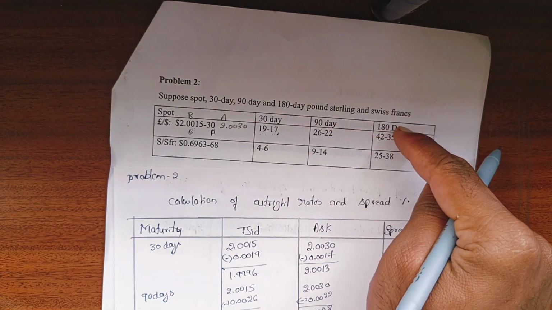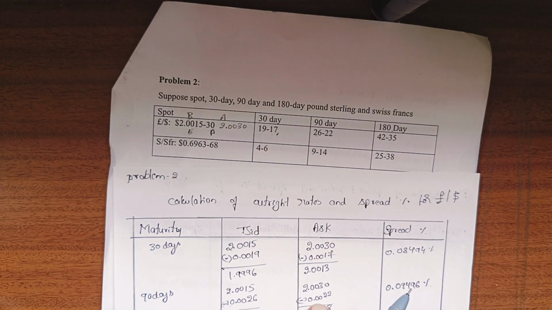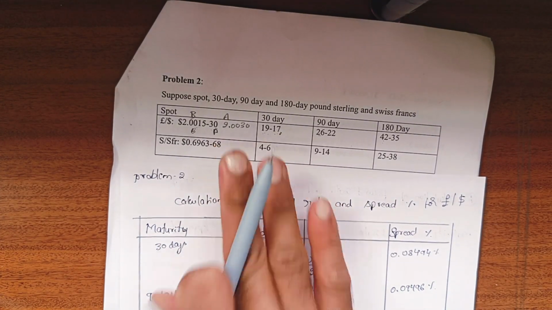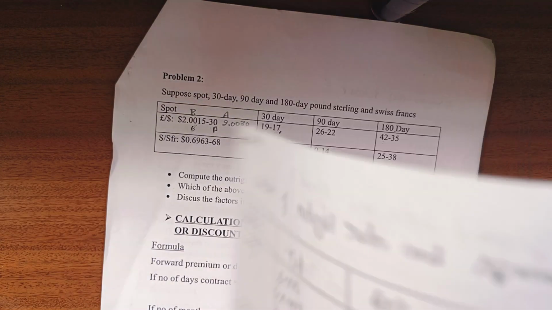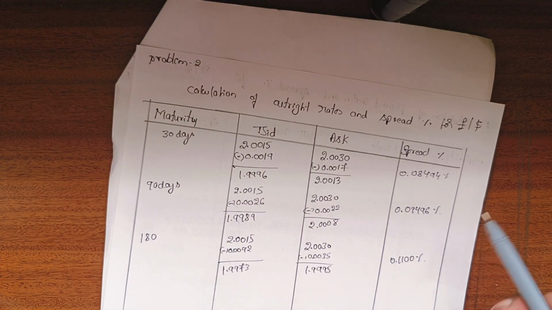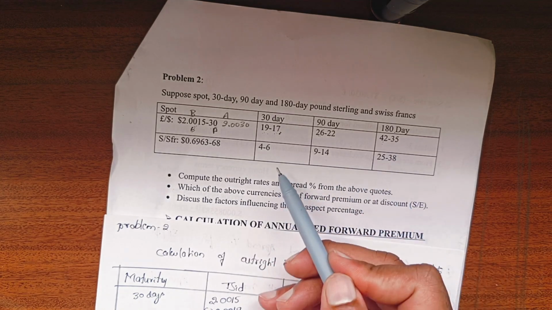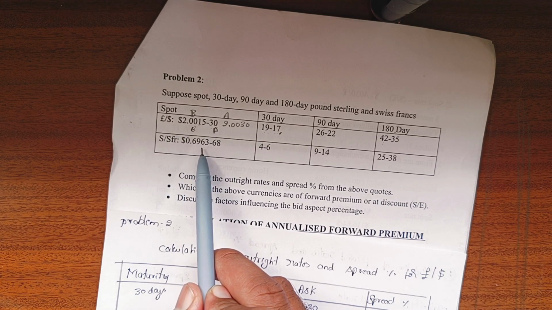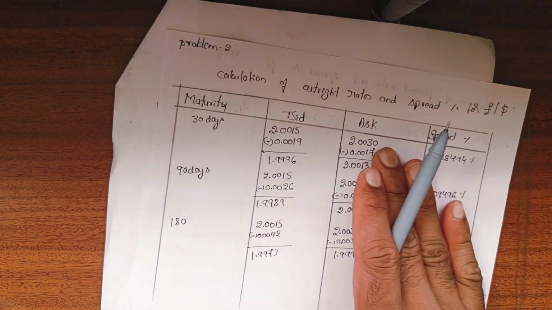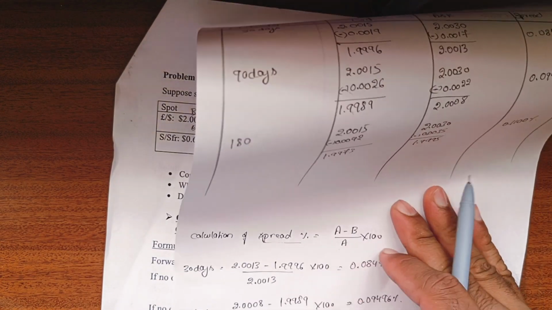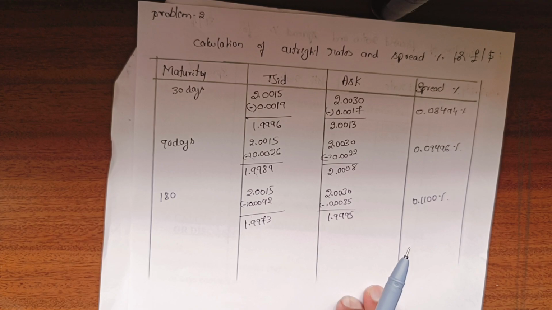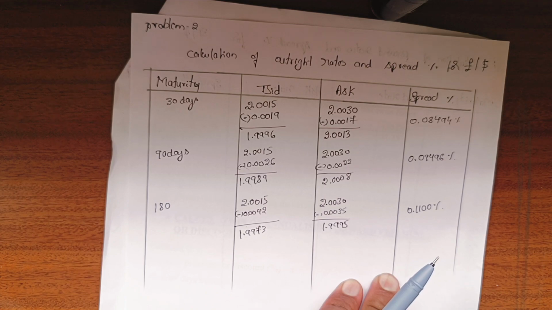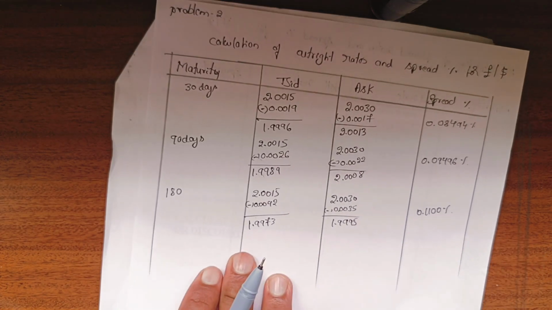Done. Like we calculated for the first one, we need to calculate for the second one also. The same format. You need to write maturity, bid, ask, spread. For 30 days, 90 days, 180 days, it is different, but the change is that bid and ask rate will change. So after calculation of outright rates, the forward rates and the spread percentage, you need to write the conclusion. How you will write the conclusion? You can write it for single one, or you can write the conclusion for everything. Done. You can write the conclusion that I will share with you.